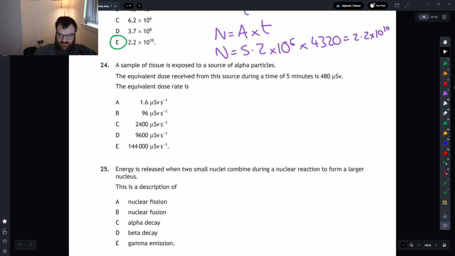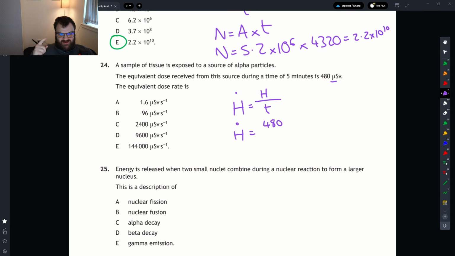Now, what are we told? Our dose rate is the equivalent dose over time. And then this time we've got micro. So 480, well, going down the way, you go from normal sieverts to millisieverts to micro. So that's going to be times 10 to the power of -6 all over, well, you turn this again into seconds, so 300 seconds.